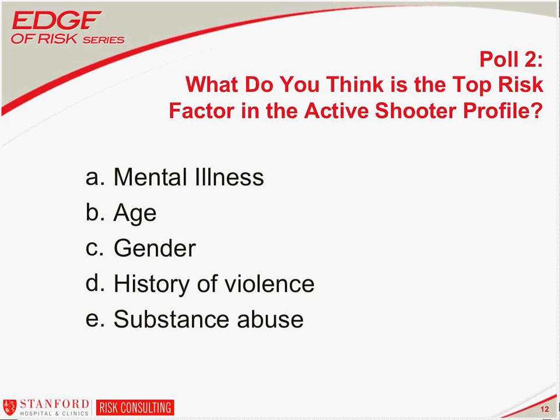In relation to the active shooter, then, it's natural to ask whether violent individuals share a common profile. We want your opinion. What do you think is the top risk factor in the active shooter profile? Using the options at the lower right panel of your screen, please select your answer. Is it A, mental illness, B, age, C, gender, D, history of violence, or E, substance abuse? If you are having trouble seeing the poll question in the polling panel, you can also see the questions on the slide.